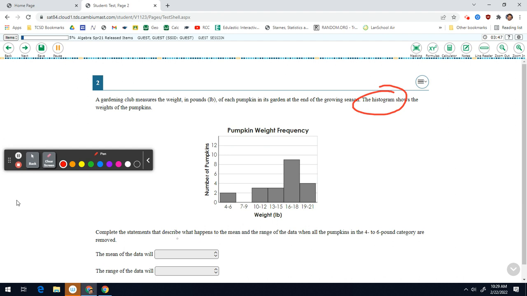So it says complete the statements that describe what happens to the mean, which is the average, right? And the range, which is the difference between the highest and lowest number, in this case, the weight. When we remove, we're going to take out the 4 to 6 pound category. So we're going to take these two pumpkins and remove them, right?